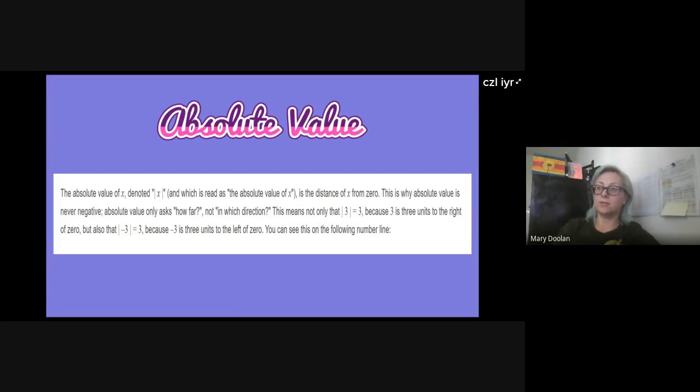It's never negative. This means not only that the absolute value of 3 equals 3, because 3 is 3 units to the right of 0, but also that the absolute value of negative 3 also equals 3, because negative 3 is 3 units to the left of 0.